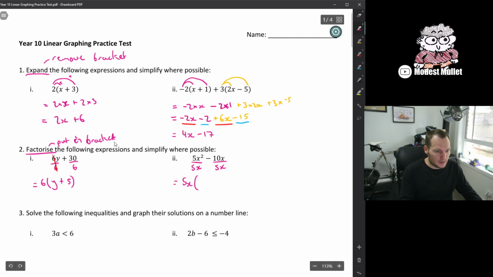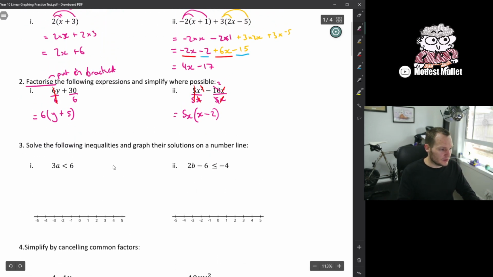And then we start doing some cancelling. The 5 and 5 cancel. The x and the squared cancel, so that just leaves me x there. Now 10 divided by 5 leaves me 2, so we get minus 2, and then the x and the x cancel again, and since there's nothing else left there, that's it. We divide both of those by 5x, that's what is left.